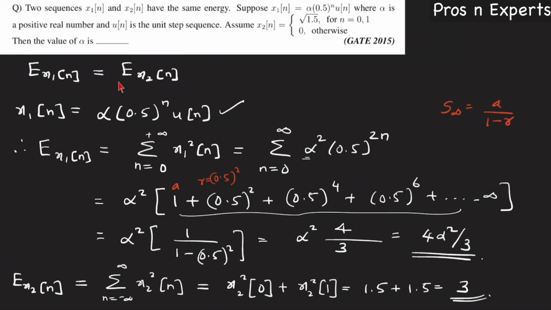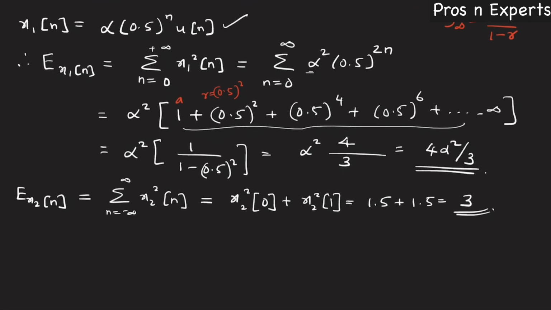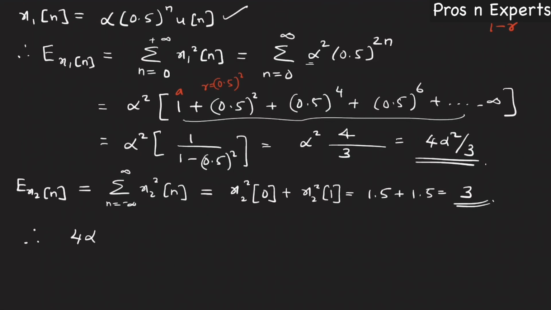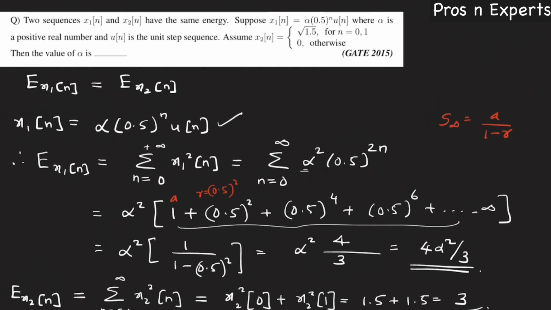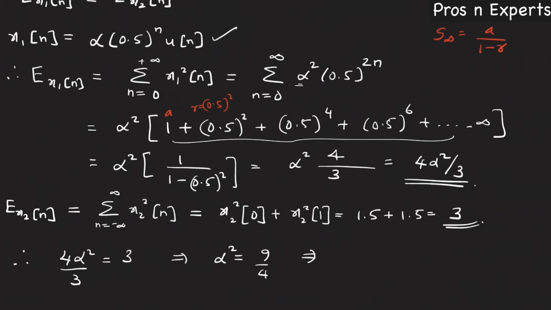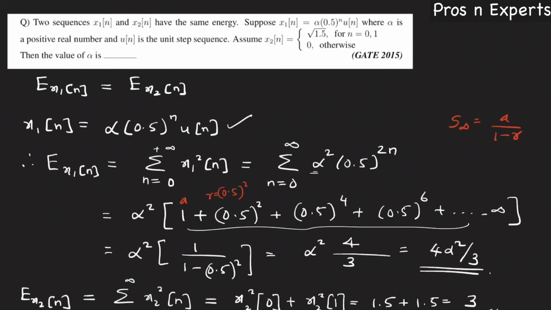Now, the question says both the energies of these signals are the same. Therefore 4 alpha square by 3 is equal to 3. That implies alpha square equals 9 by 4. In the question it is given that alpha is a positive real number, so there is no chance of a negative number. So alpha equals the positive root of 9 by 4, which is 3 by 2, that is 1.5. So this is a numerical answer type question, so we have to write 1.5 as the correct answer. So the correct answer is 1.5.